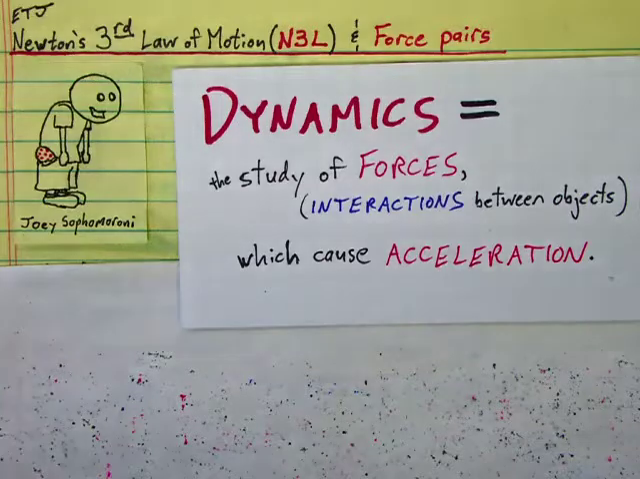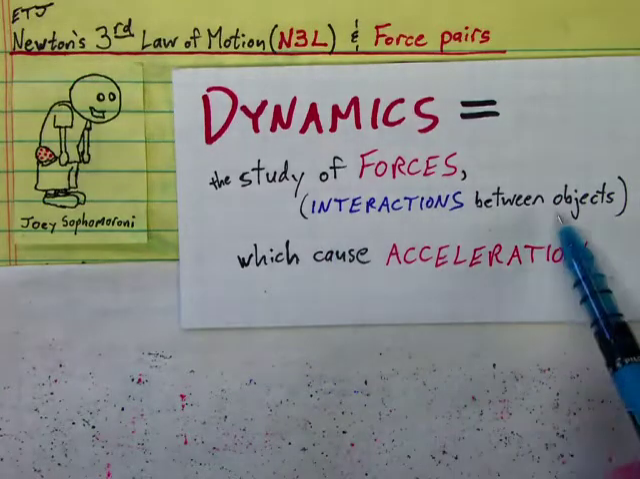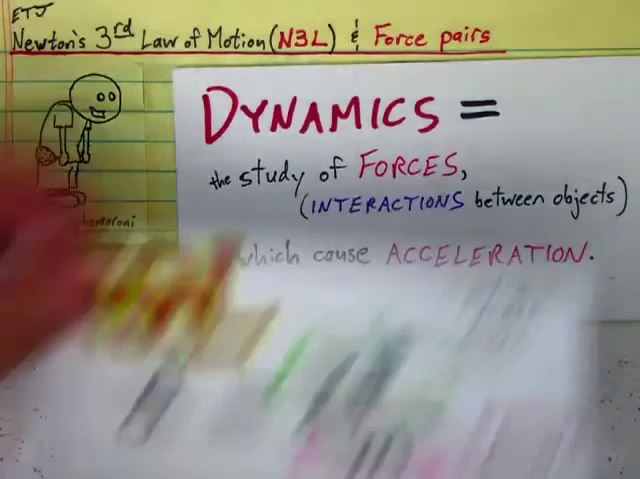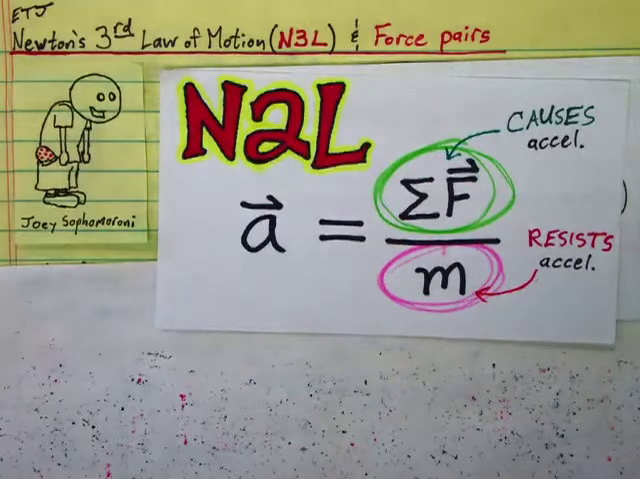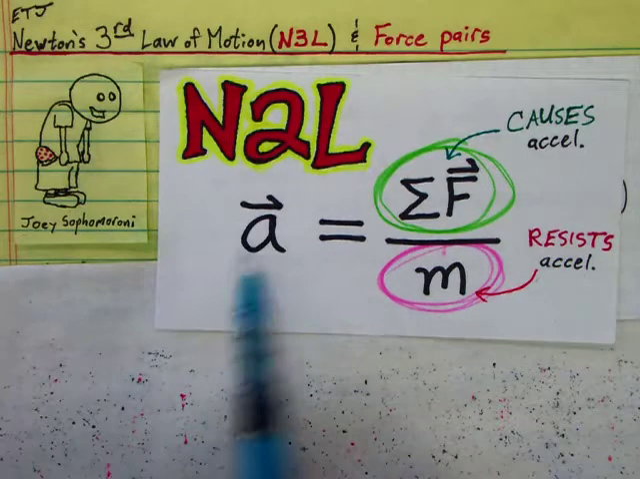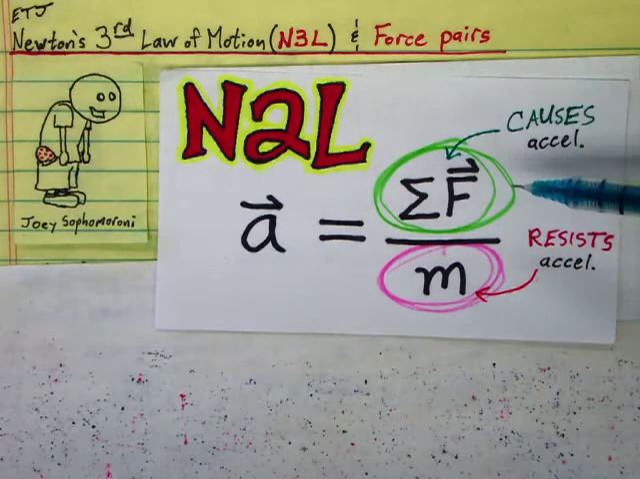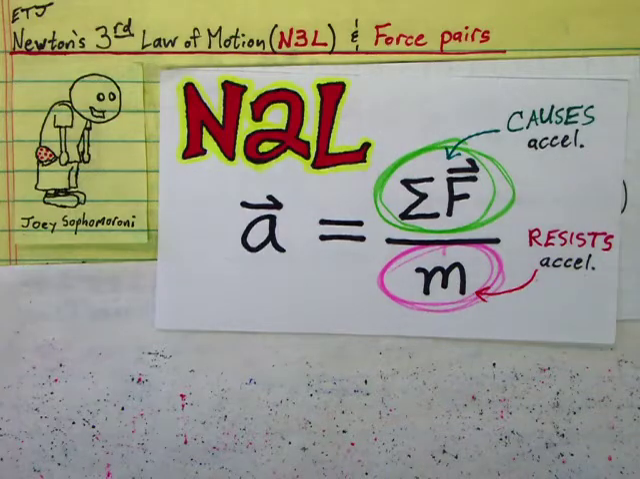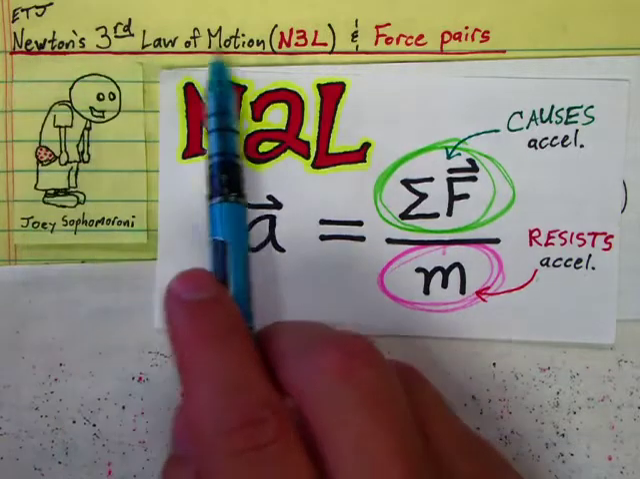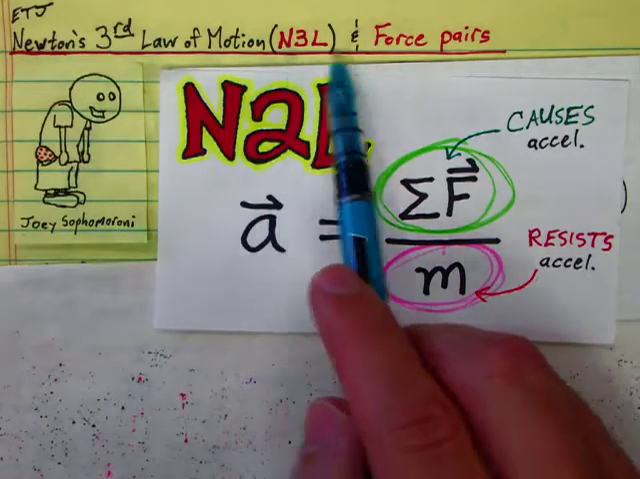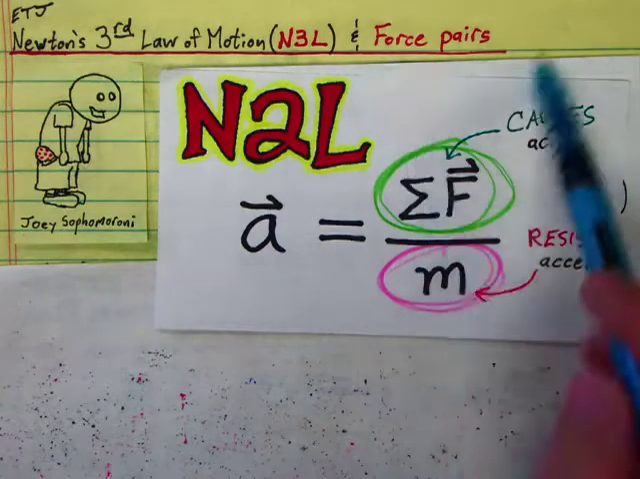In dynamics, we study the interactions between objects, which we call forces. Newton's second law tells us how one object responds to the interactions that it experiences. But we're going to turn our attention now to looking at more than one object at a time, how multiple objects interact and move. And for that, we need Newton's third law of motion, N3L for short. And we'll introduce the concept of force pairs.